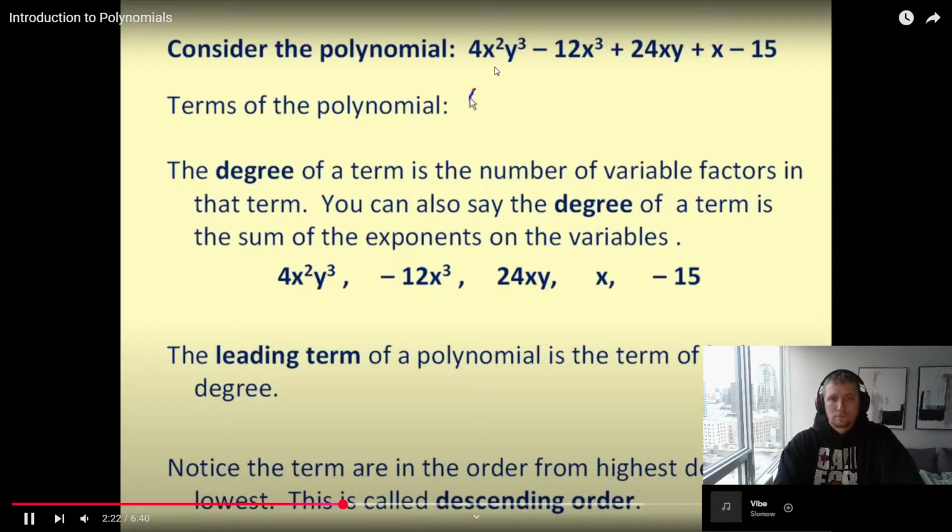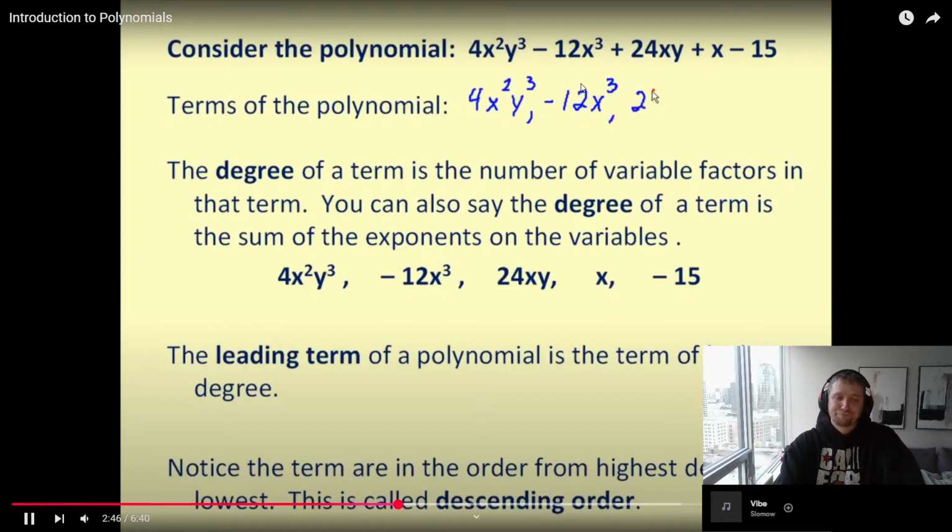So the first term would be 4x squared y cubed. The second term, remember the original definition of a polynomial was the sum of monomials. So this is the same as plus a negative 12x cubed. So the term is negative 12x cubed. I just think that you take the sign with it. If it's a minus sign, treat it as a negative.